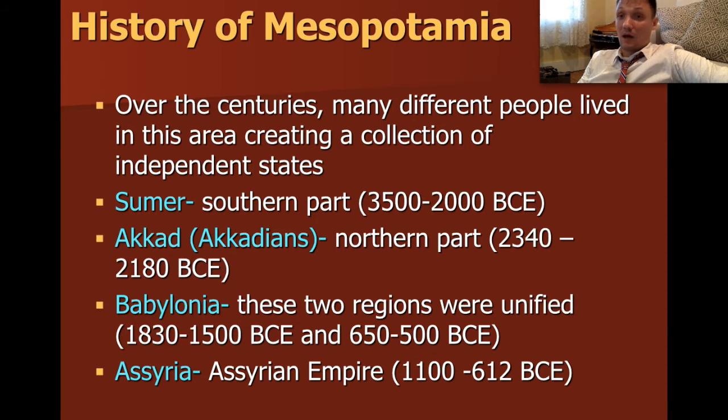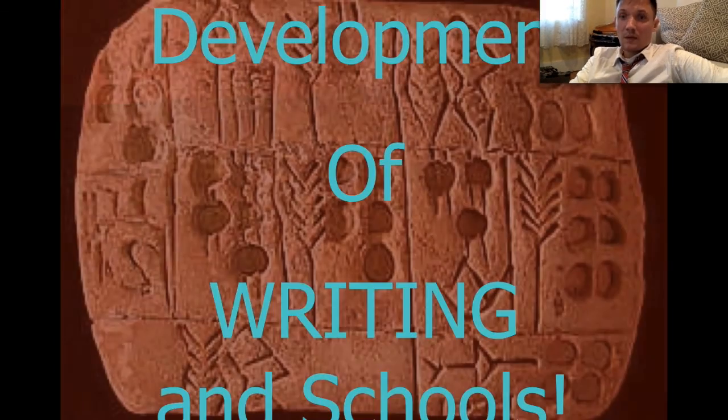Now, Babylon, the big dog, right? The most famous one. These two regions were actually unified into Babylonia. They conquered the entire Fertile Crescent area, from 1830 to 1500 BC, and also from 650 to 500 BC. And then the last one was the Assyrian Empire. These crazy, insane warriors that were well documented for bleeding people out in streams after they would conquer certain amounts of area. So we'll talk about those guys in order as we go.